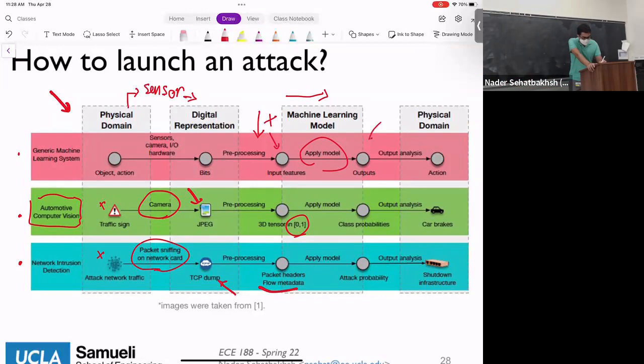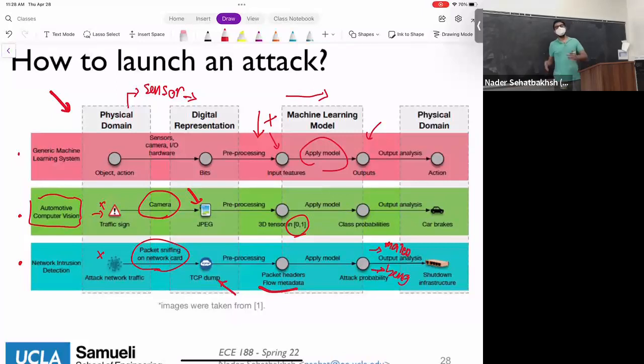And then we have our output, which is our class labels. So for example, in this case, we are saying that this is a stop sign, or this is a speed limit sign, or whatever it is. And in this case, we are basically saying whether this is malware or a benign application, right?